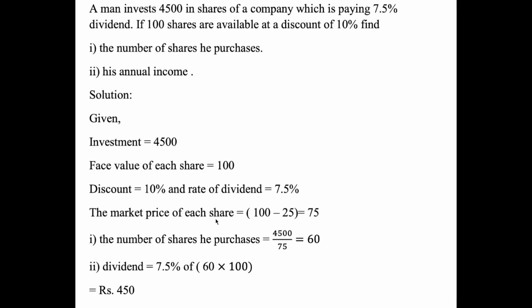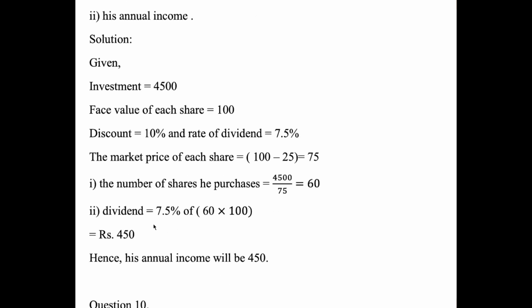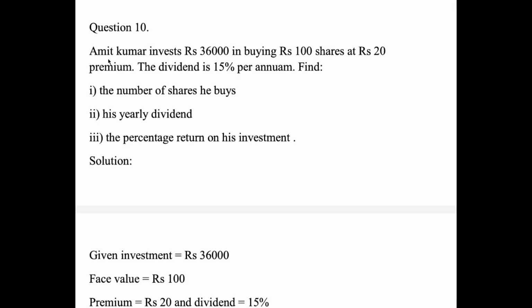The market price of each share 100 minus 25 is equal to 75. The number of shares he purchased, that is the 4,500 divided by 75, is equal to 60. Dividend 7.5% of 60 into 100, that is rupees 450. Hence his annual income will be rupees 450. Come to the next problem.